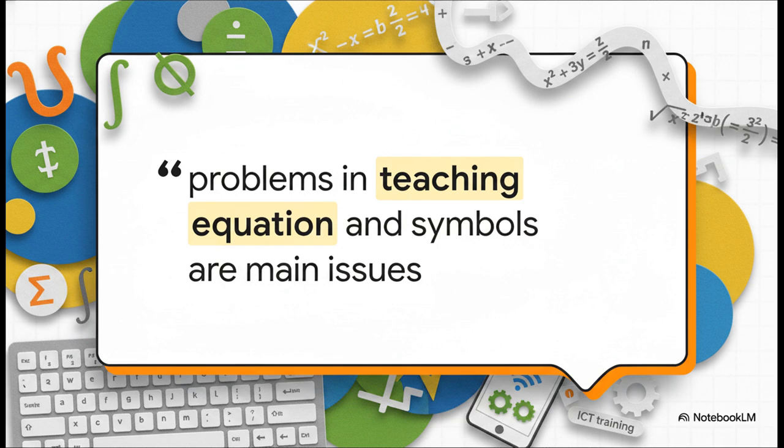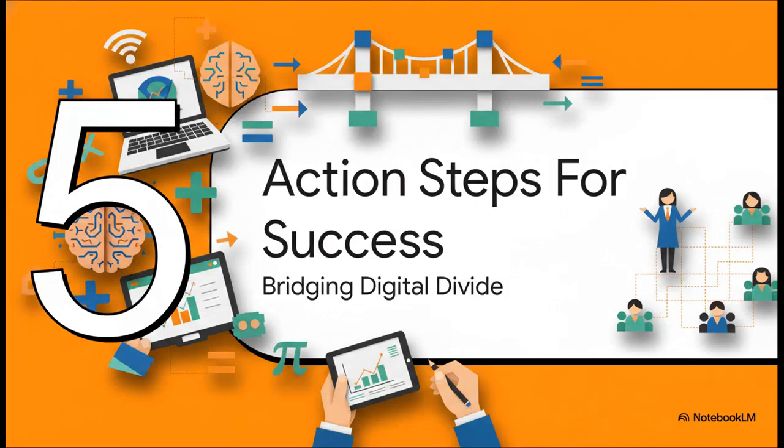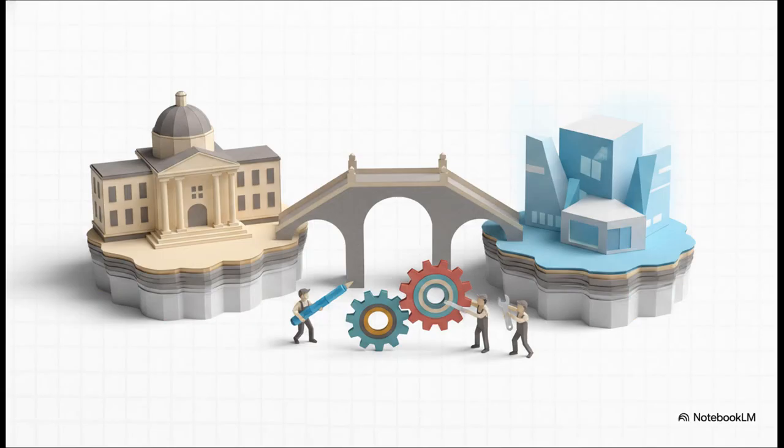So even with general tech training, these teachers hit an absolute brick wall when it comes to the highly specific digital syntax required for typing out complex mathematical symbols, like union or intersection in sets, or formatting long, complicated algebraic equations. So what do we do about it? Section 5. Action Steps for Success. Bridging the Digital Divide. Based on the findings, we can outline 4 macro implications for the broader education system.